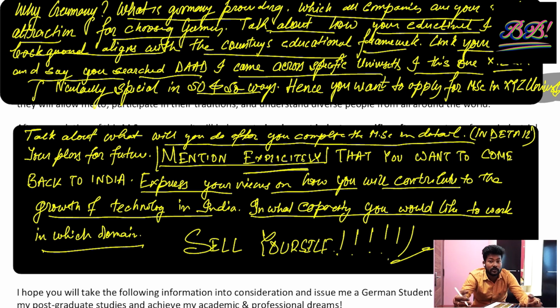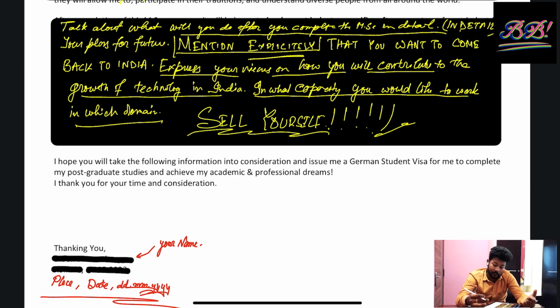You have to sell yourself in this particular paragraph. See, I have written here, sell yourself. Why? Because here you have to tell what your potential is and what you hope to do in the future, what you are going to bring to the table once you achieve this degree. Because universities have given you an opportunity free of cost to go and study in a German university, so you should think about the scientific brotherhood that you will be contributing to. So talk in that particular fashion.